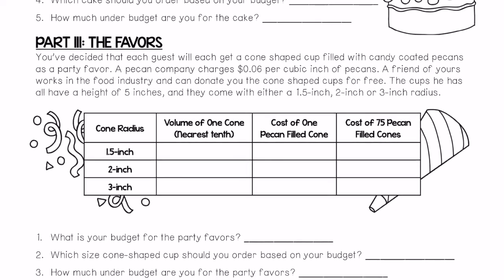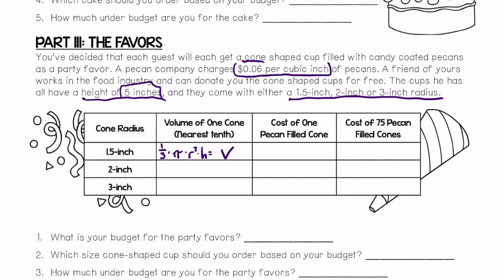Last is the party favors. So everyone likes a good party favor, and it tells you that it is a cone, and the cone has a height of 5 inches, and then it gives you this information here. So for this cone radius, you're going to do the volume of this cone, so 1/3 times pi times the radius squared times height, and that is going to give you your volume. It tells you right here that it is 6 cents per cubic inch. So it's going to be 6 cents per cubic inch.